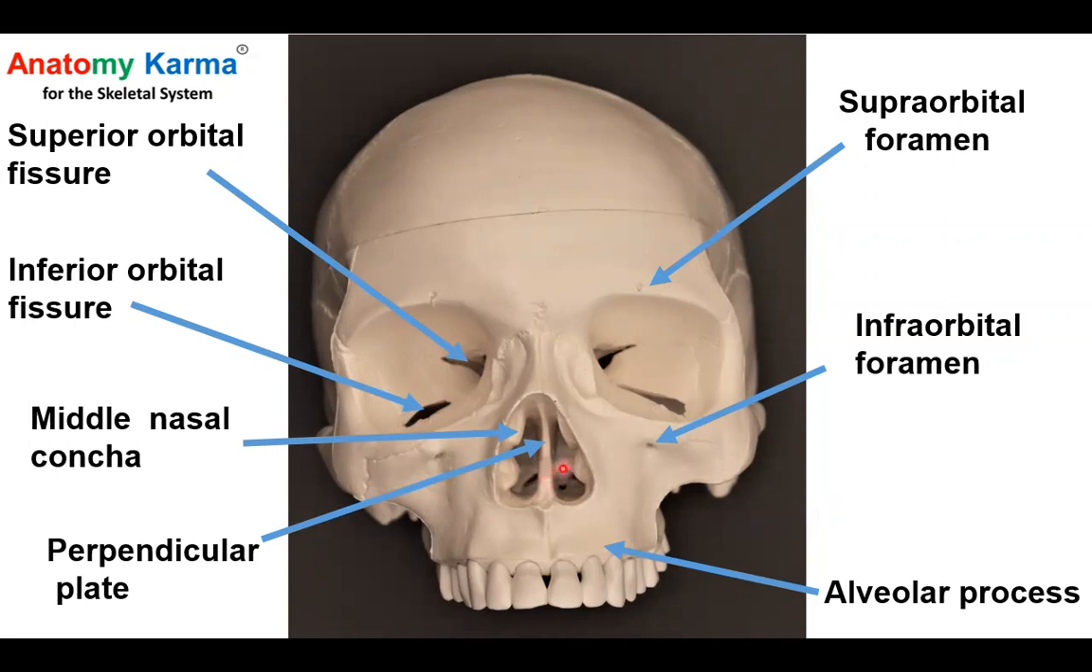Our last landmark on this skull view will be the orbit, the eye socket itself. On the top portion of the orbit, there's a small opening. This is the supraorbital foramen. This is a hard to find small opening on this anterior view of the skull.